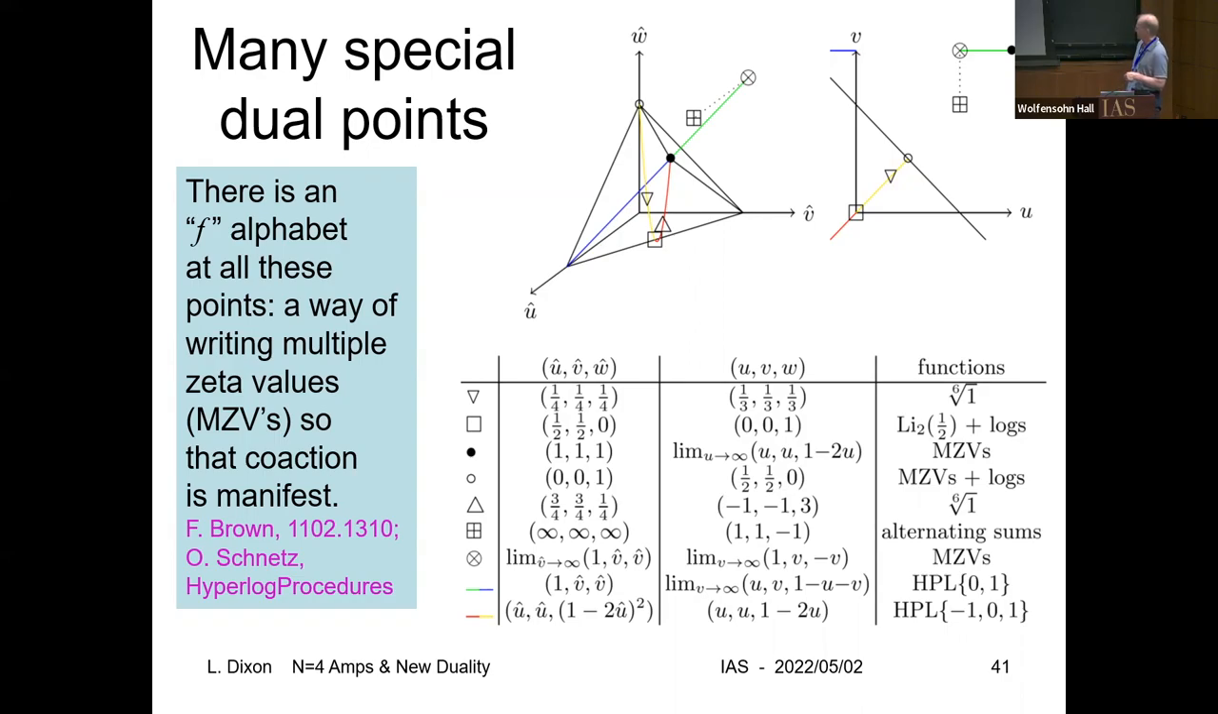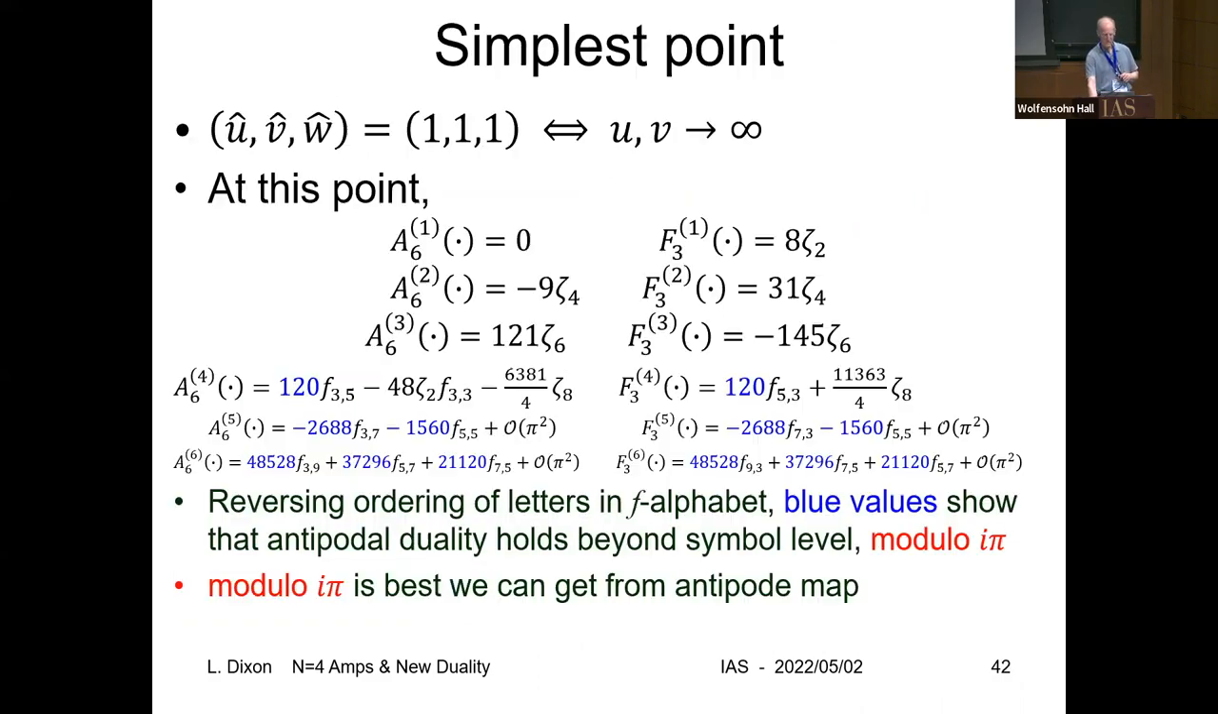But in all such points, you can actually find a way of representing the numbers to make the coaction manifest, as was pointed out by Francis Brown and encoded into a MAPLE program by Oliver Schnetz. So we can actually represent all the numbers in this way and see what we get. Here, I'll just show you the simplest point. And that was the point 111, which maps out to infinities. At this point, nothing interesting happens until four loops. So you have to go a little ways to see things sometimes.